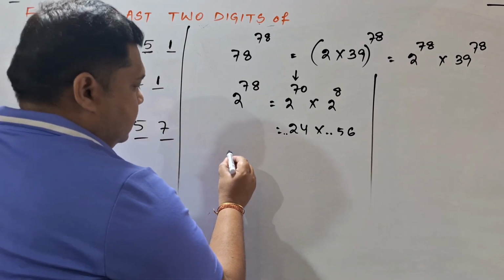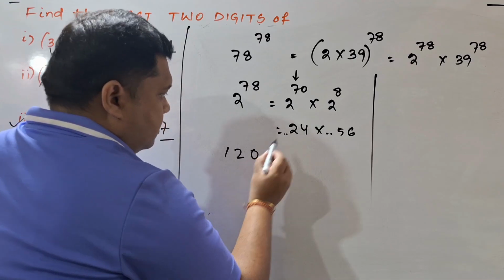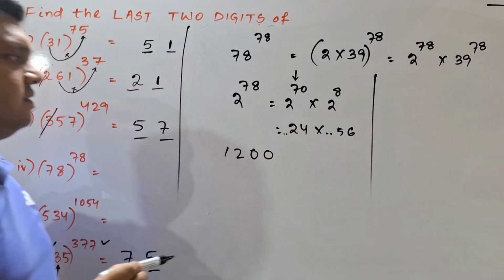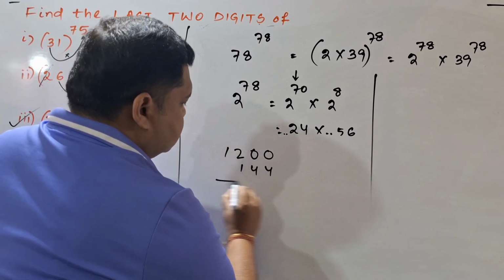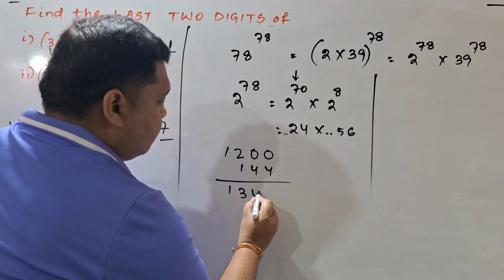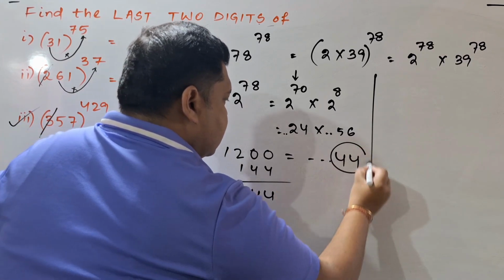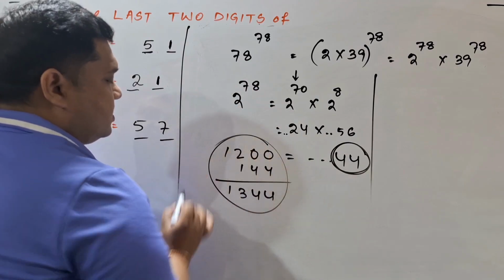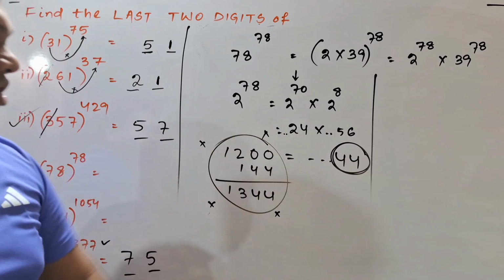24 into 50, that is 24 into 5 is what? 120, into 50 means another 0 is there. Then 24 into 6 is equal to 144. So this one is how much? 1344. So the last two digit here is what? 44. Last two digit for 2 to the power 78 is 44. This is the calculation, rough work. Done. So this is 44.